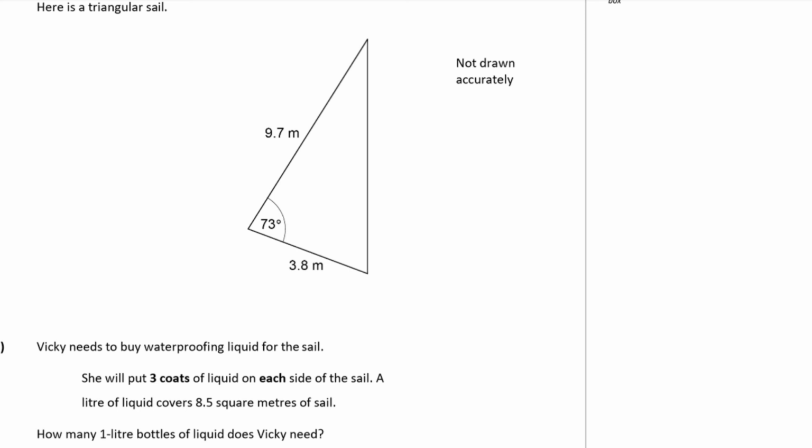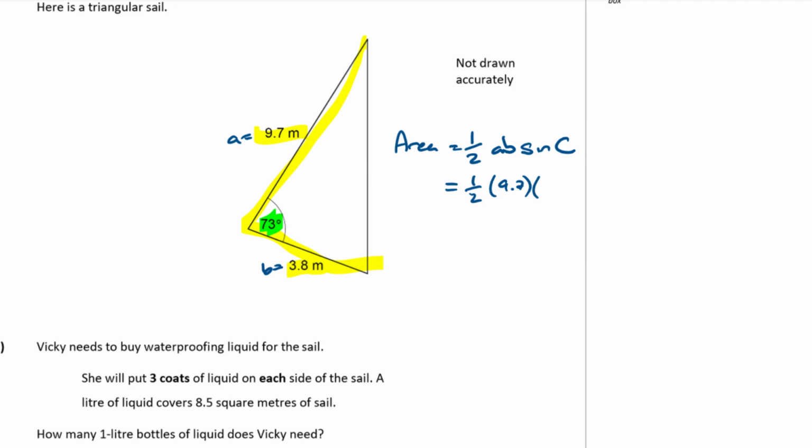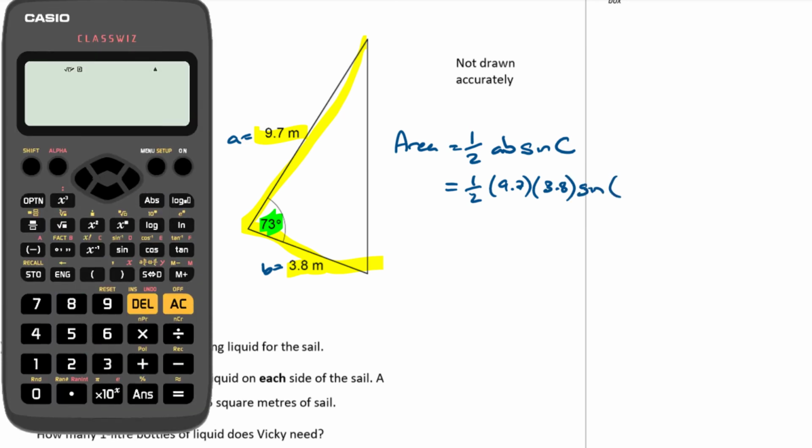Basically, first off, we need to know how much the area is. Now this is a non-right angle triangle. We're given 2 sides and the included angle. So 2 sides and the angle between them, which is handy because that means we can use our trigonometric formula for area of a triangle, which is area equals half ab sine C, where a and b are your 2 adjacent sides and C is the angle between them. Okay, so that is a half of a, which is 9.7. So say this one, it doesn't really matter which way we do them. So 9.7 times b, which is 3.8, times sine of C, which is 73.